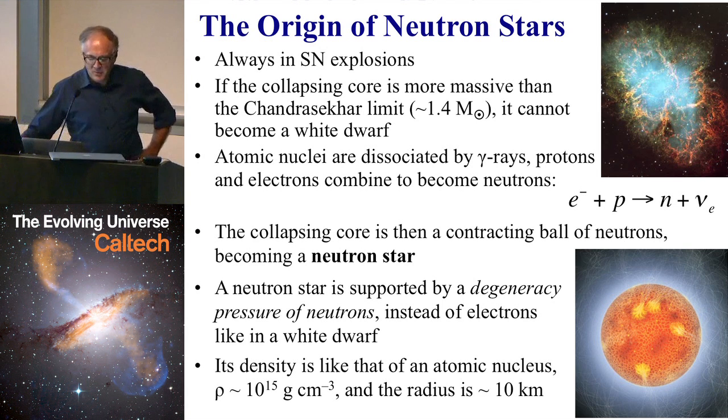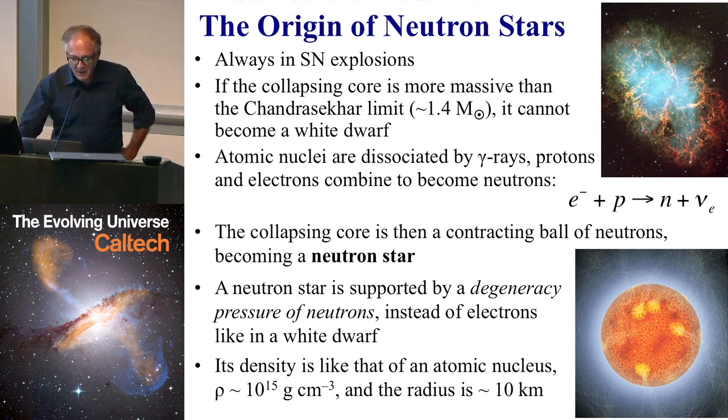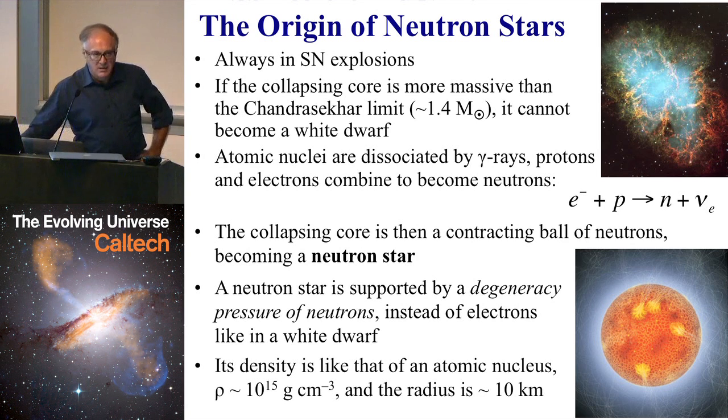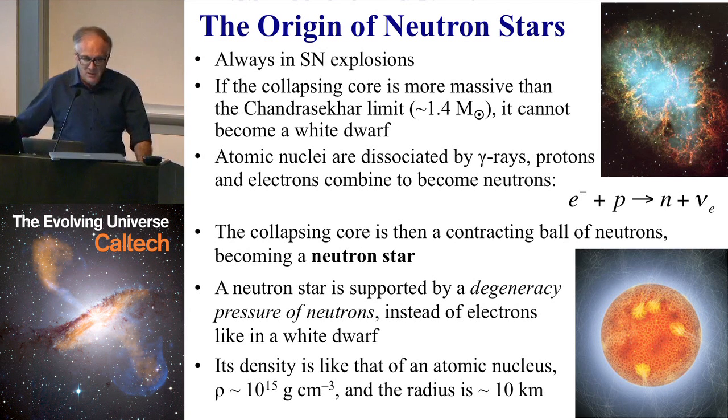First, about the origin of neutron stars. They always come from supernova explosions. And as you probably recall, if the core of the collapsing star is more than the Chandrasekhar mass, then even the degeneracy pressure of electrons cannot sustain the gravity of the core and it has to collapse. But as it does that, temperature is, of course, in many billions of degrees. Gamma rays are overabundant. They dissociate any nuclei, helium or anything else.